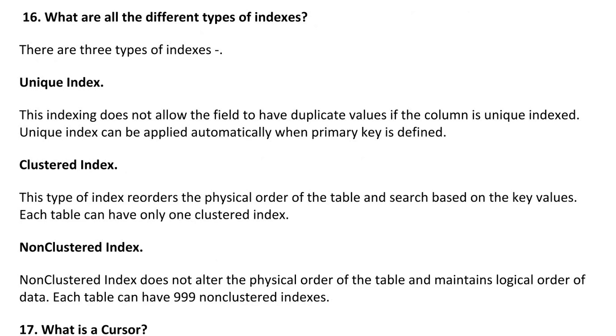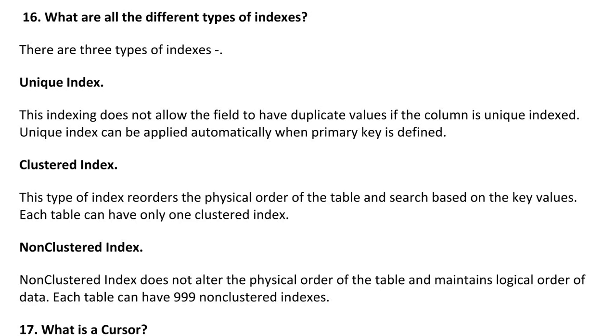What are all the different types of indexes? There are three types of indexes. Unique index. This indexing does not allow the field to have duplicate values if the column is unique indexed. A unique index can be applied automatically when a primary key is defined.